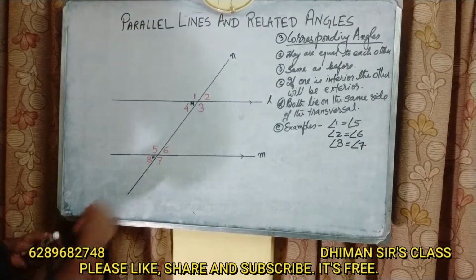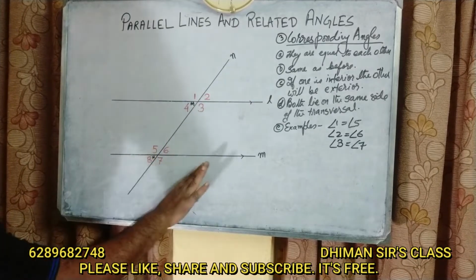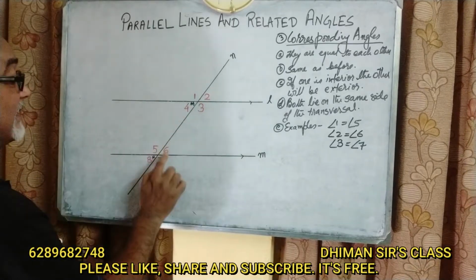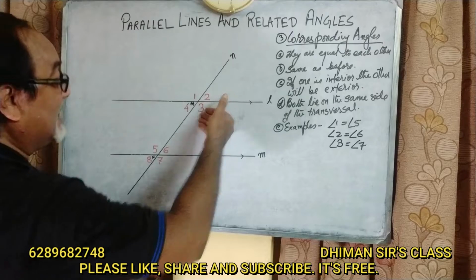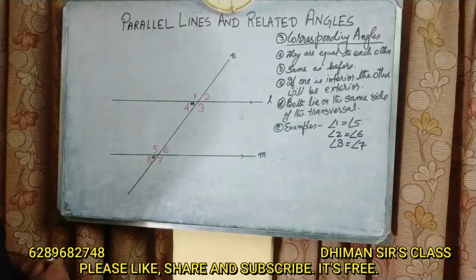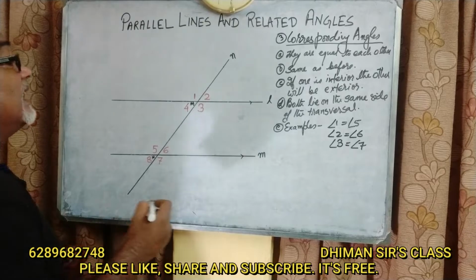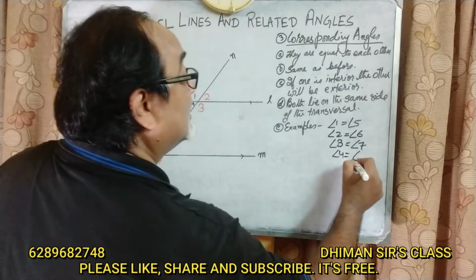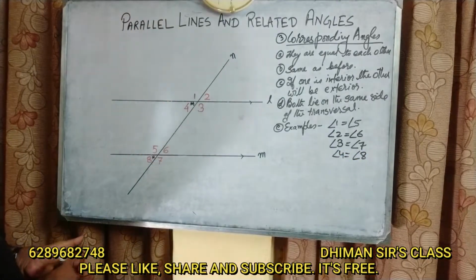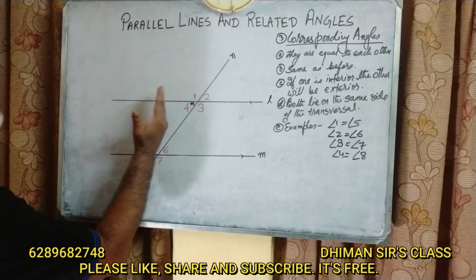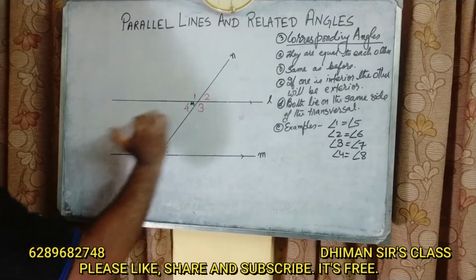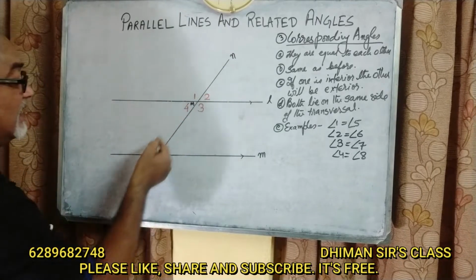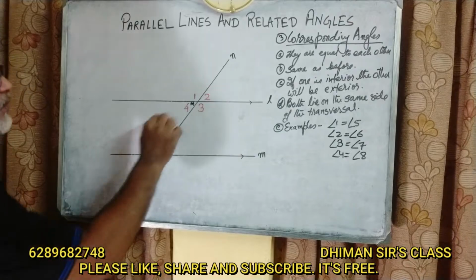See? 3 is on this side of the transversal, 7 is on this side of the transversal. Okay? Then 3 contains this line, 7 contains this line. 3 interior, 7 exterior. All properties satisfied. Now, angle 4 is equal to angle 8. See, 4 is on this side of the transversal, 8 is on this side of the transversal. 4 contains this line, 8 contains this line. 4 interior, 8 exterior. Okay, 4 and 8 are equal.